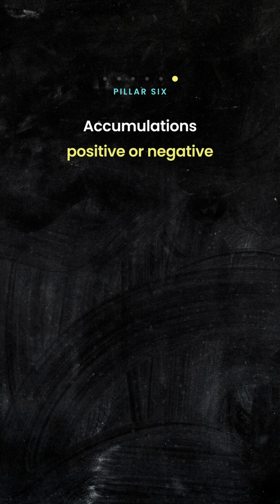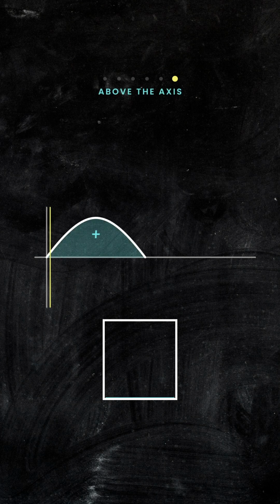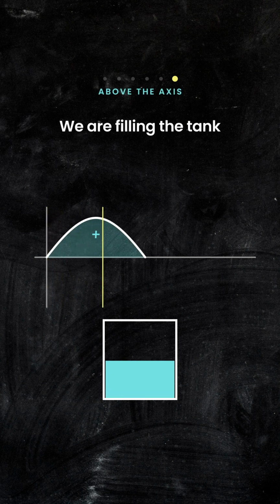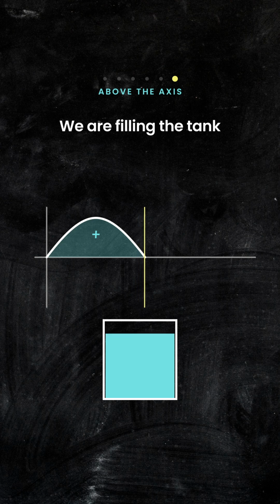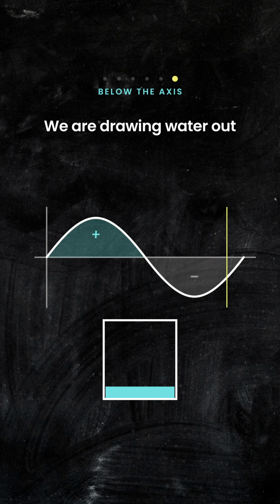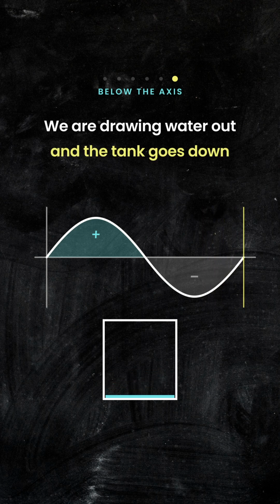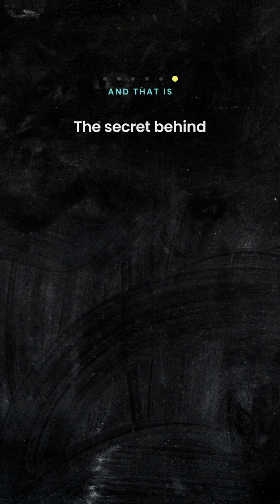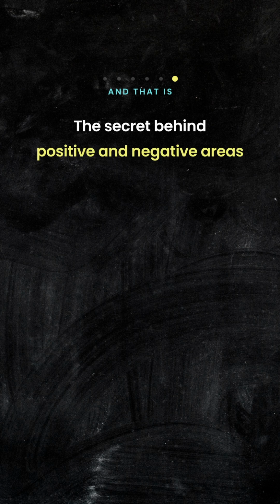The sixth and final point, the integral or the area is a set of accumulations that may be positive or may be negative. If these accumulations or the area are above the x-axis, in this case we're filling the tank because the flow function is positive. But if the flow function becomes negative, it's as if we are drawing water out, meaning the effect will be reversed and the tank will decrease. And this is the secret behind the positive and negative signs of areas in the world of integration.